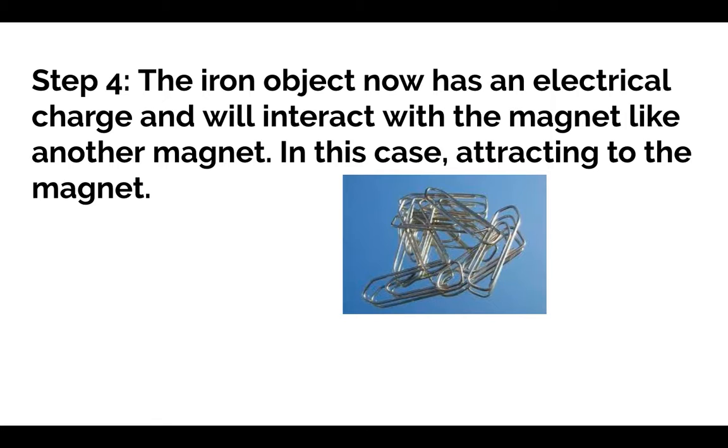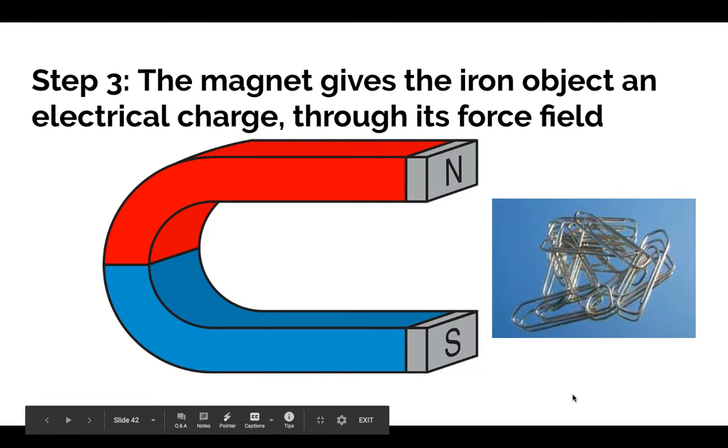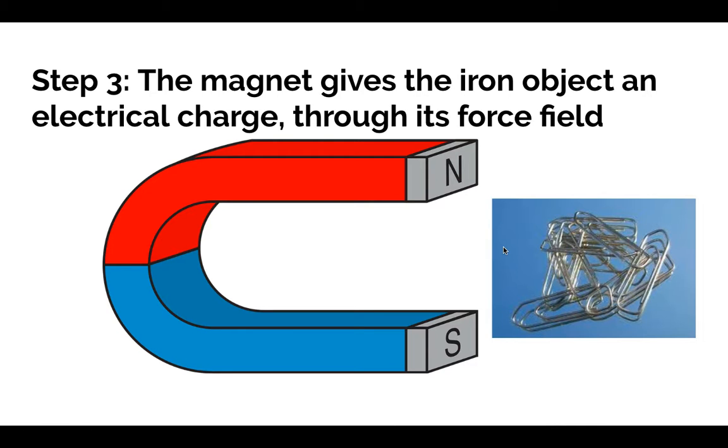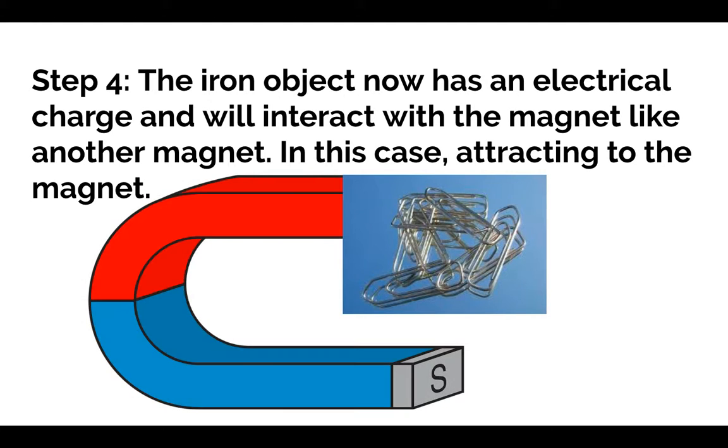So the magnet sent its force field lines out. It touched the iron made object, it being the paper clips. Now the paper clips are going to react the way another magnet would. So they're going to attract or repel from the magnet. In this case, it attracted to the magnet. If you didn't know this, you can take a magnet and you can pick up paper clips without even touching them, which we'll go into more tomorrow.